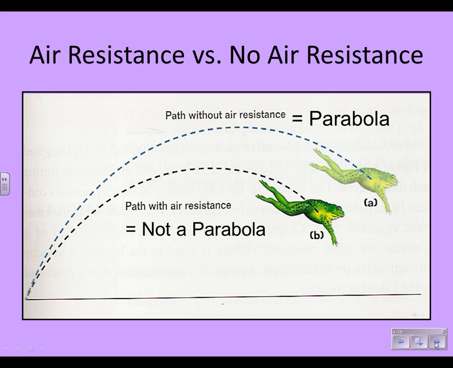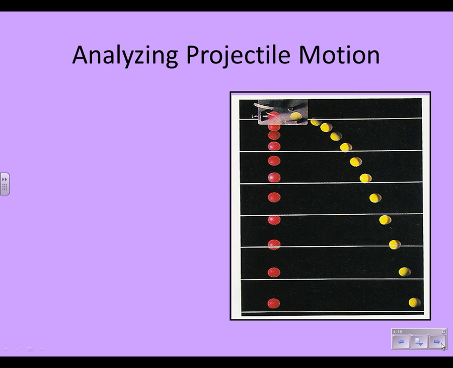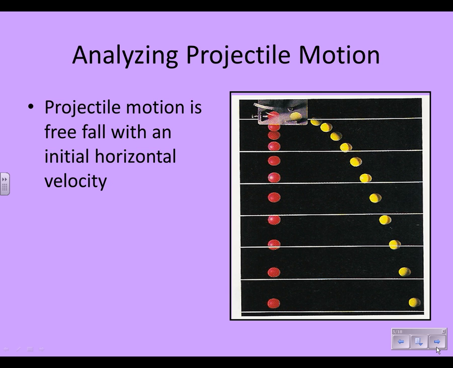All right. As far as explaining projectile motion, okay, we're going to start with this picture. This picture is going to be the basis for how we go from, okay, this is what projectile motion is, to now analyzing that motion. Keep in mind, projectile motion is just free fall, but with an initial horizontal velocity. Projectile motion is free fall with an initial horizontal velocity.